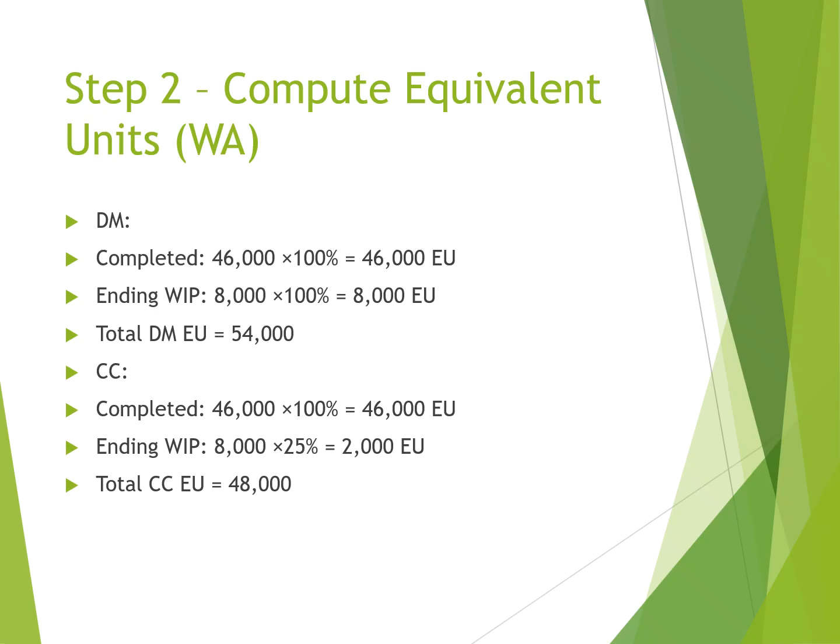For conversion, we look at how complete the units are. Completed: 46,000 times 100%, which is 46,000 EU. Ending work in process: 8,000 times 25%, which is 2,000 EU. The total conversion EU would be 48,000. These numbers will drive all later calculations.